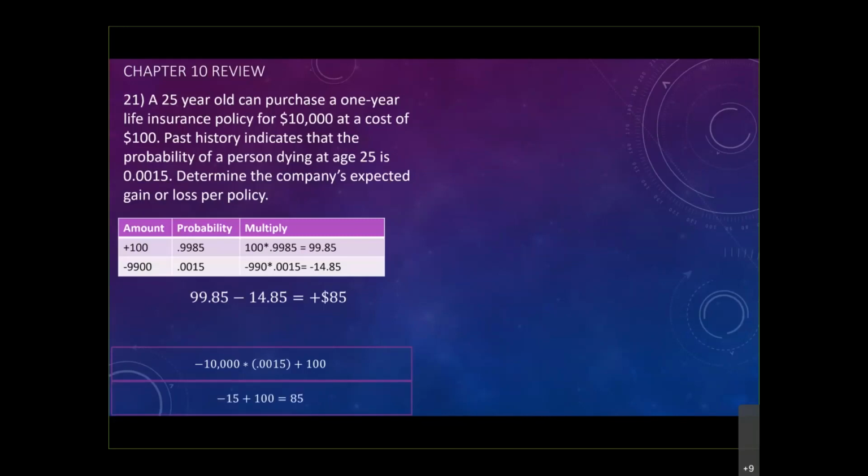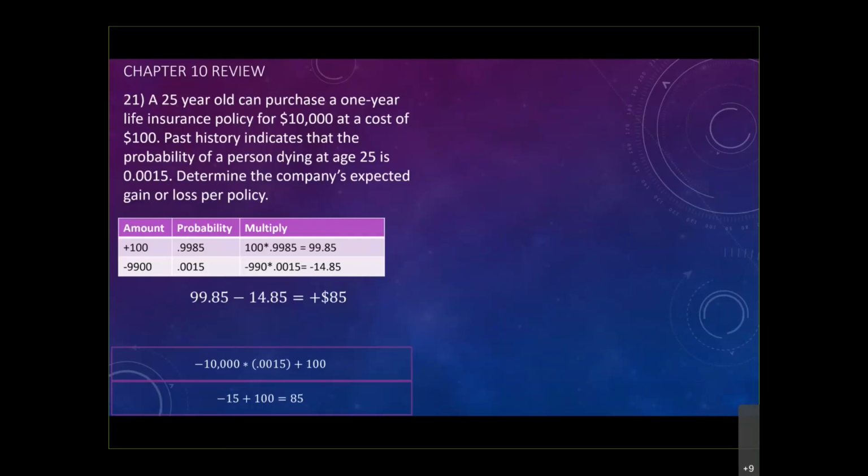Which is, again, if you do it this way, the same idea: negative 10,000 times 0.0015 will give you negative 15, and negative 15 plus 100 will give you 85, which is the same number you have, which is the company expects to gain $85 per policy. Okay, that's what they expect to gain, and again, that's how they stay in business, right? They have to gain something to stay in business for the insurance, right? So again, that's the idea.